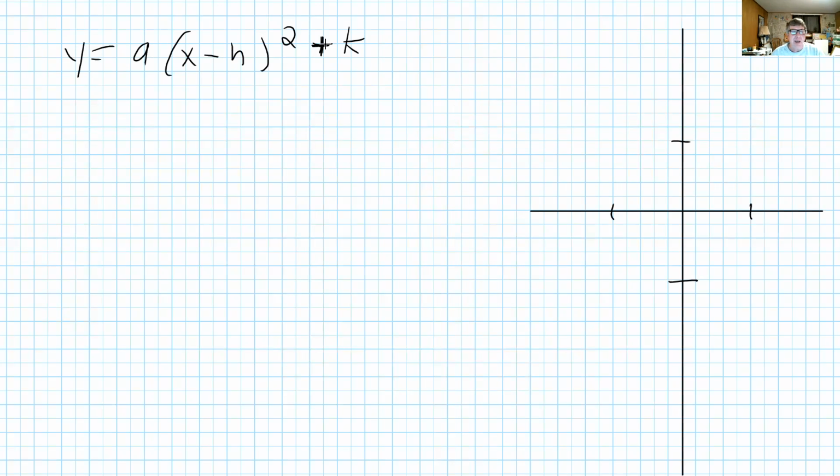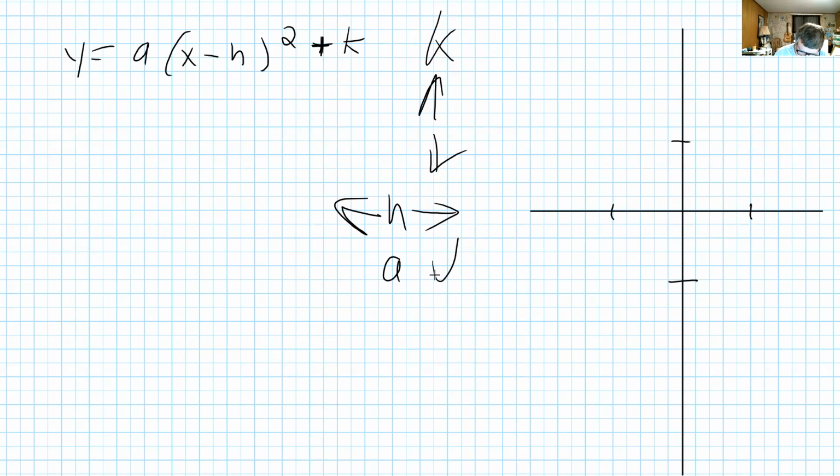Y equals a times the quantity x minus h squared plus k. All right. K moves it up or down. H moves it side to side. A changes its shape, whether it opens narrow or wide or flips over. All right.